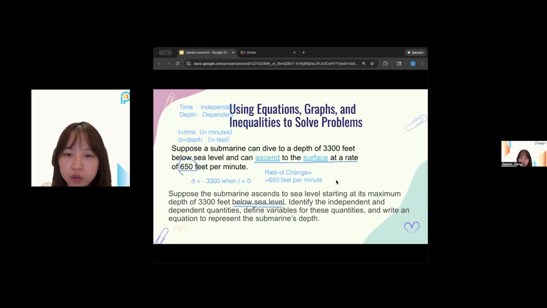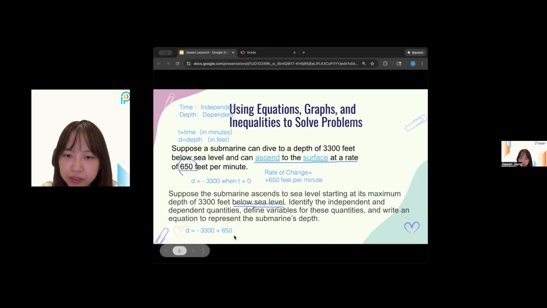Okay. So right now, let's combine all the information we get. Depth equals where we start plus how much it changed over time. So D equals the depth, which number? Yeah, we should add the minus, right? Negative number, 3300, and plus how much it changed over time, 650. Okay, so this is our equation.